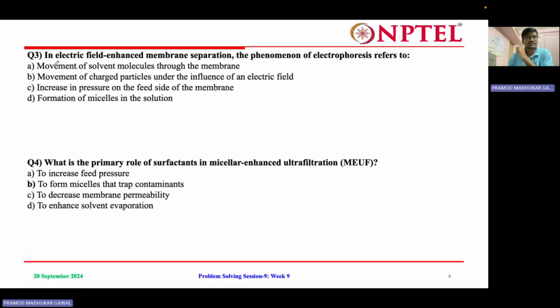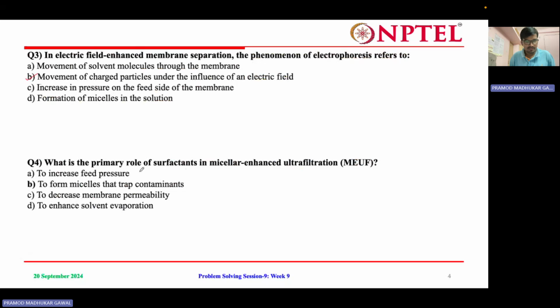Move to question number 3. In electrical field enhanced membrane separation, the phenomenon of electrophoresis refers to. Generally, electrophoresis is the movement of charged particles under the influence of the electrical field, right? So charged molecules can be driven towards or away from the membrane. Option B is the correct one.